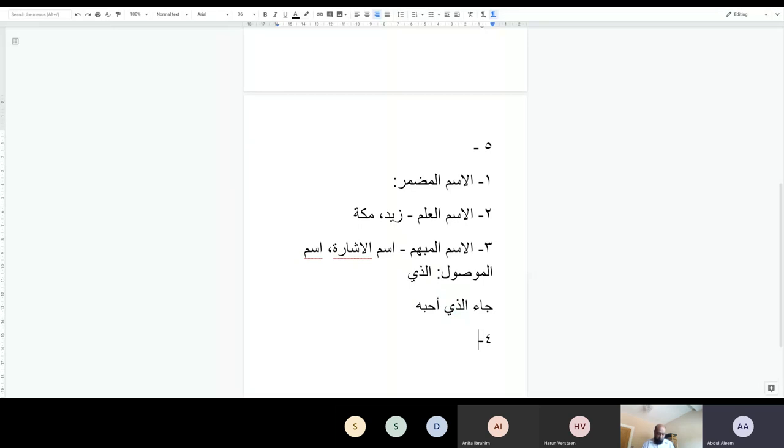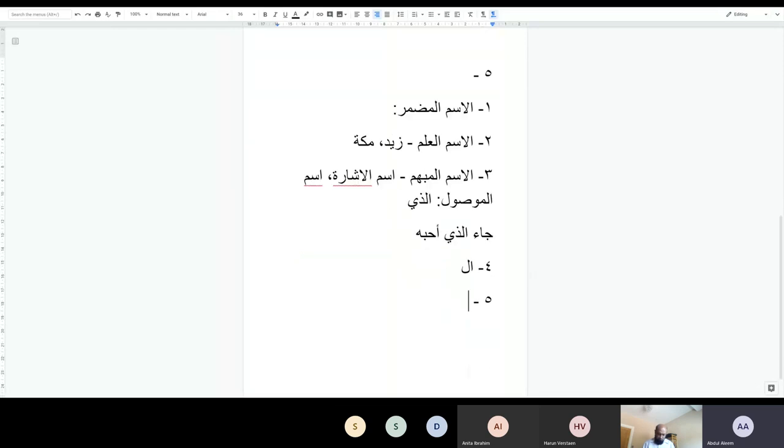Then we have for the fourth category, al-ism alladhi fihi al-alif wal-lam. Any ism which has alif wal-lam, it is ma'rifah. And then for the final category, we have أُضِيفَ إِلَىٰ وَاحِدٍ مِّنْ هَذِهِ الْأَرْبَعَةِ. Anything that is attached as a mudaf to any one of these things. So anything that is attached as a mudaf to something that is ma'rifah becomes ma'rifah.